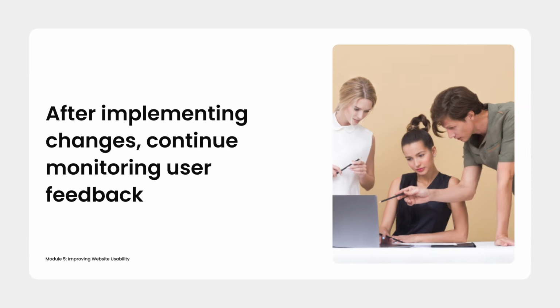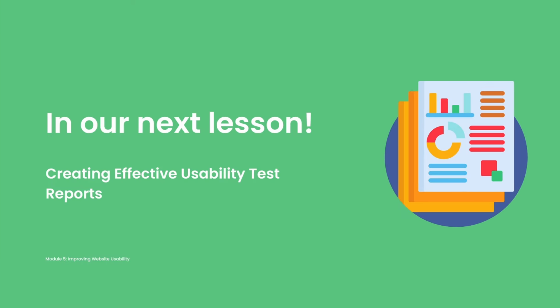After implementing changes, continue monitoring user feedback and key performance indicators, KPIs, to gauge the success of your improvements. This ongoing analysis will help you identify new opportunities for optimization. In conclusion, retesting and iterating are crucial for maintaining a high-quality user experience. Embrace the process of continuous improvement and watch your website or online store flourish.